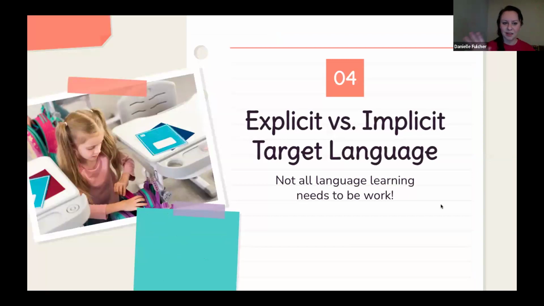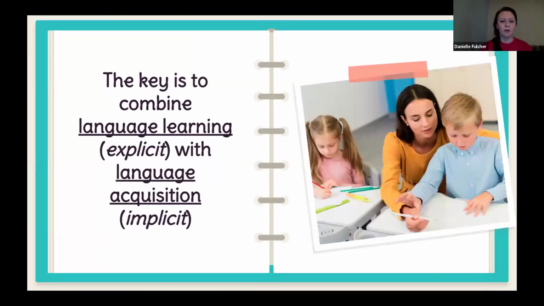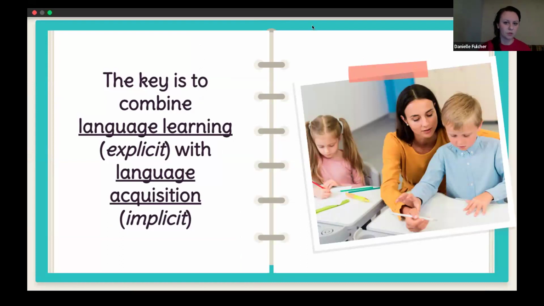And the last thing I want to talk about is explicit versus implicit target language use, okay? So not all language learning needs to be active or needs to be work. The key is to combine both of them. Now, the explicit language use is something that aids in language learning, putting the effort in, practicing with those skills and integrating it into your schema.